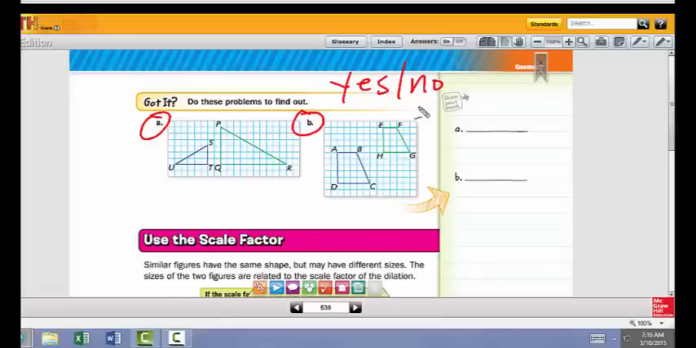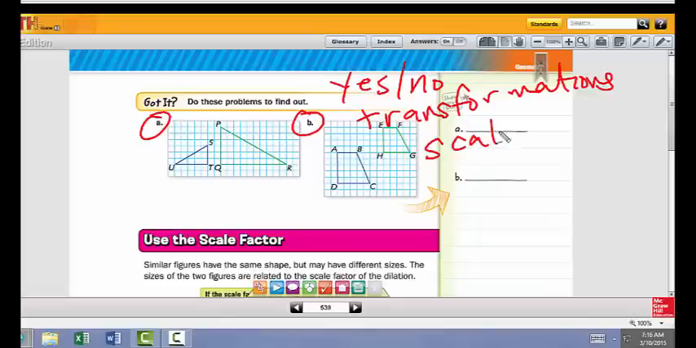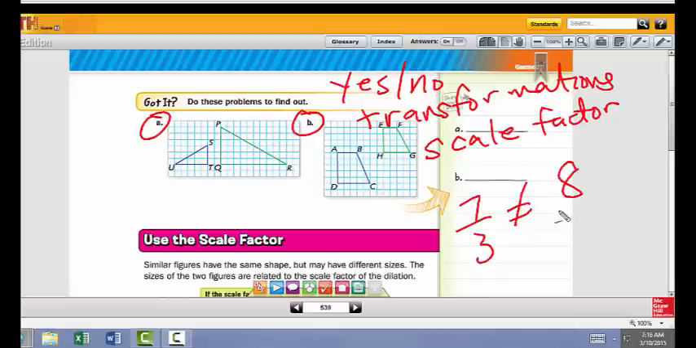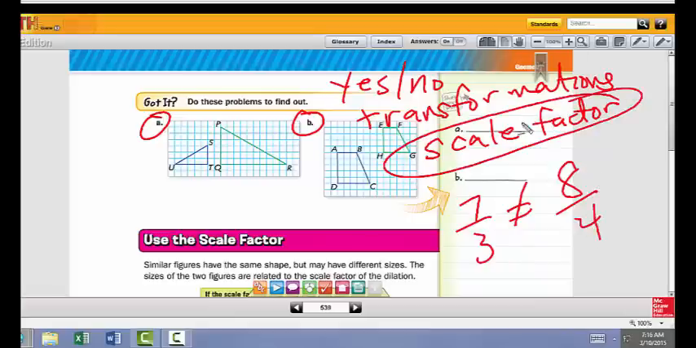Secondly, you should answer what transformations you need to do. And lastly, you should tell what the scale factor is if they're similar. If they're not similar, you should say something like 7 over 3 is not equal to 8 over 4, for example. Or you should just say that the scale factor was a scale factor of 3. Make sure you give all 3 answers to these problems.